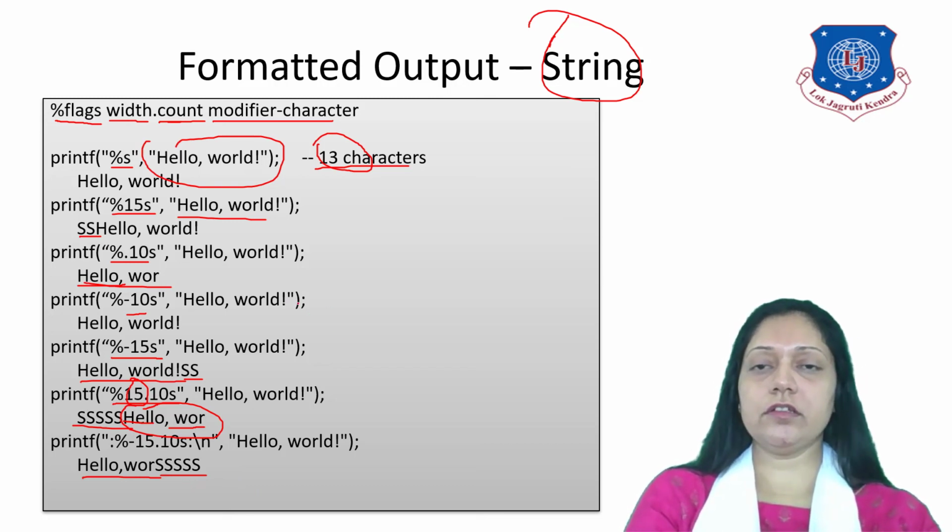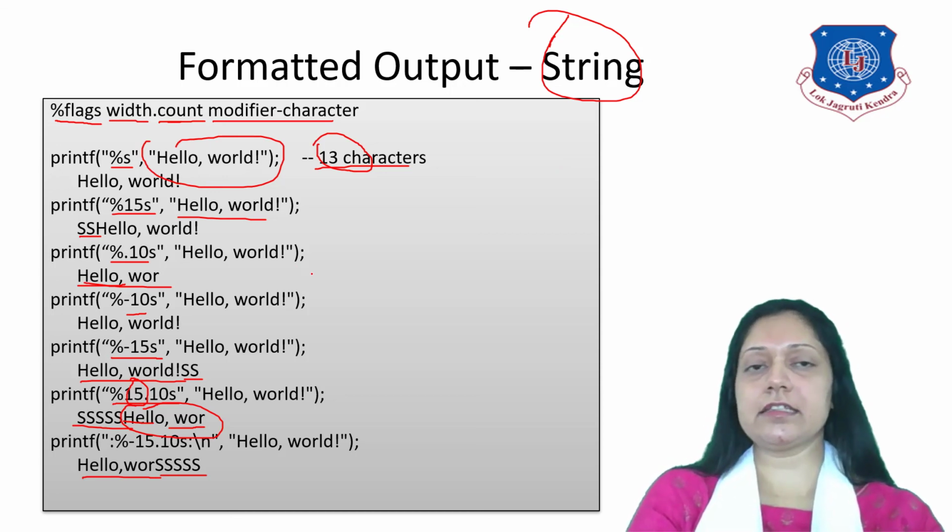So this was all the different ways of displaying the output, whether it is an integer, float or a character. We have seen a number of different examples to understand this concept.